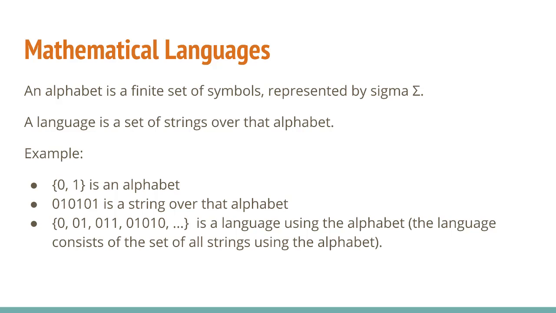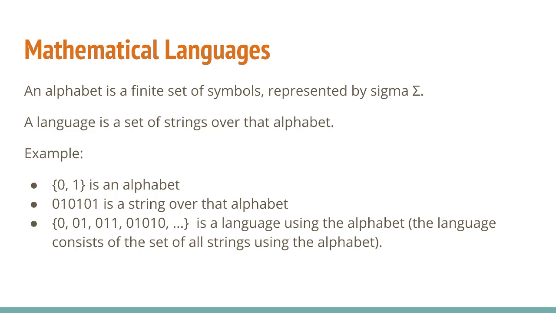Now here are some things you may have seen in IST 230. We're just going to review them briefly. First, an alphabet is a finite set of symbols, often represented by the Greek letter sigma. If we accept that as fact, a language is therefore a set of strings over the alphabet. In other words, combinations of the items in that alphabet.